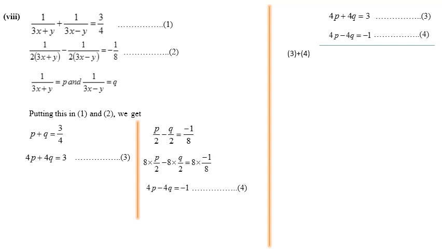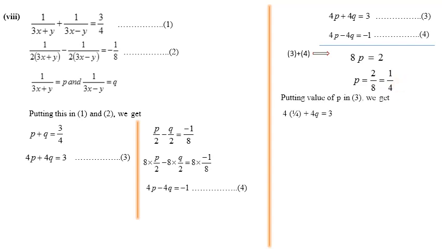When you add, here you see 4q minus 4q, just simply adding is enough. So 4p plus 4p, that is 8p is equal to 3 minus 1, that is equal to 2, and p is equal to, this 8 will come to the denominator, that is 2 by 8, that is equal to 1 by 4, p is equal to 1 by 4.